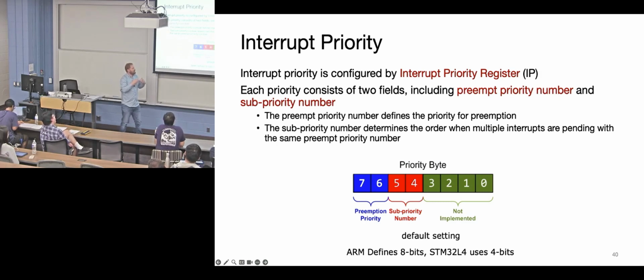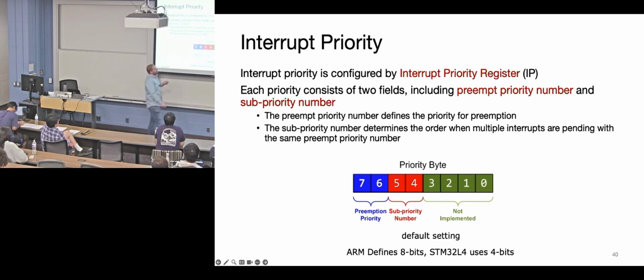Then you have sub-priority, which means if 2 interrupts are of the same priority, which one has greater priority. And this helps with this housekeeping a little bit. Yes? So it's like the sub-priority number is like a tiebreaker. Yeah, you could say that. Yep, exactly what it is.